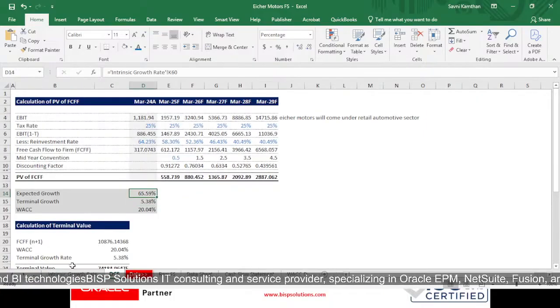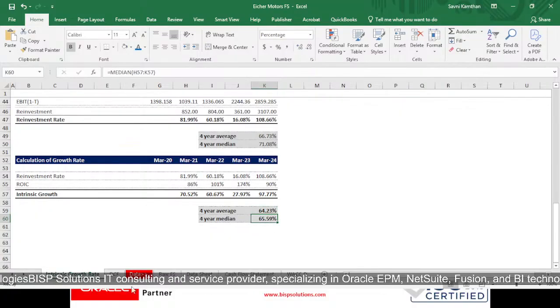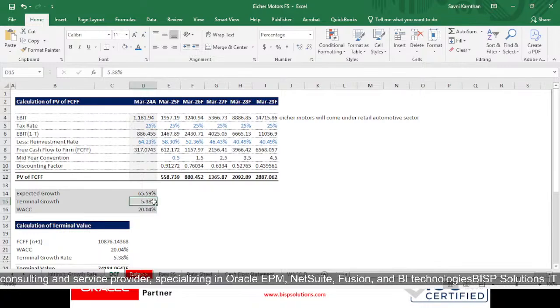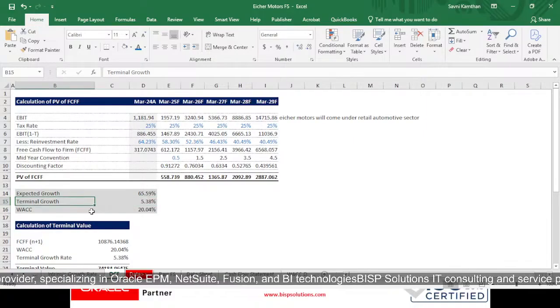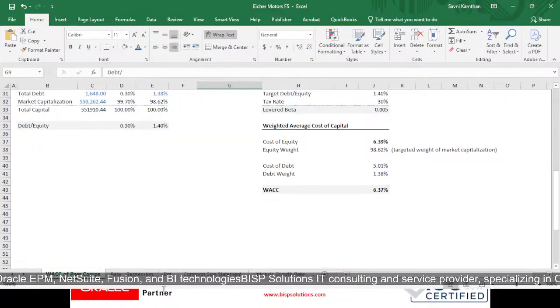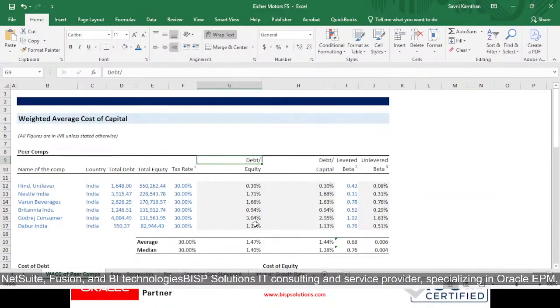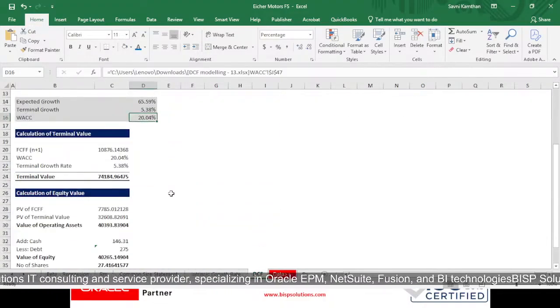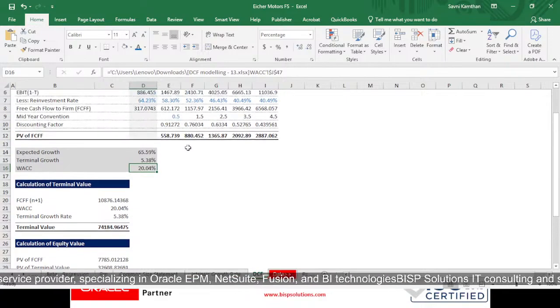Here we have taken our expected data, and the terminal growth rate is our 5.38. It is official on the RBI site, you can check that also. And WACC is taken from our WACC data, which I have already told you all to copy the data of the companies and paste it in the same format so that it will be calculated automatically. So our WACC was 20.044.